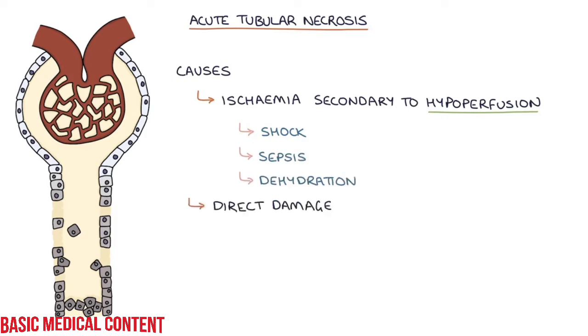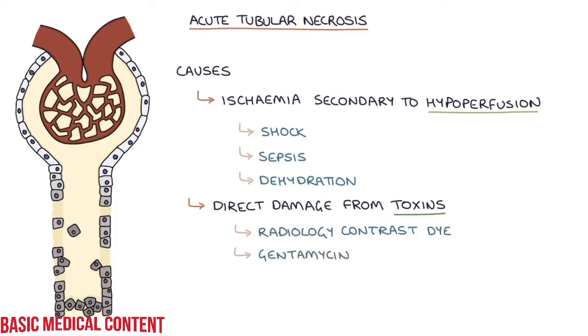Direct damage can also result from toxins, which occur due to radiology contrast dyes. So a patient might go for a CT scan where they have a contrast dye injected, which damages the epithelial cells and leads to acute tubular necrosis. It might be toxins like gentamicin, and non-steroidal anti-inflammatory drugs like naproxen can also cause acute tubular necrosis.